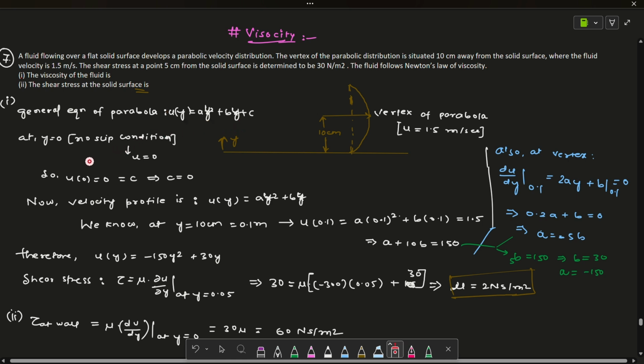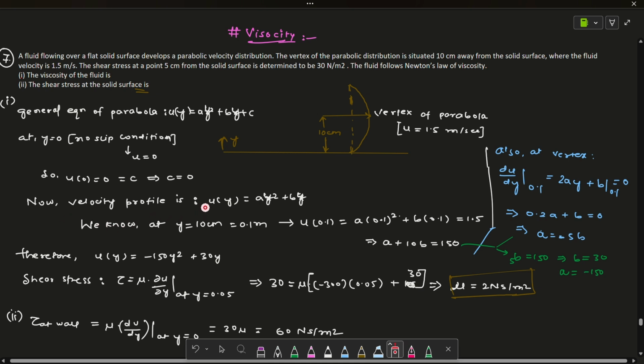Now the first condition that I am applying here is the no slip condition at y equal to 0. That means the velocity of the fluid is 0 here, right? No slip condition. I have discussed it in the previous chapter, in detail, so please watch the lectures if you are not able to understand. The velocity will be 0 near the wall, just at the wall, that is at y equal to 0. So we put y equal to 0, and we get only the c value, which will be equal to 0. So we get c equal to 0.